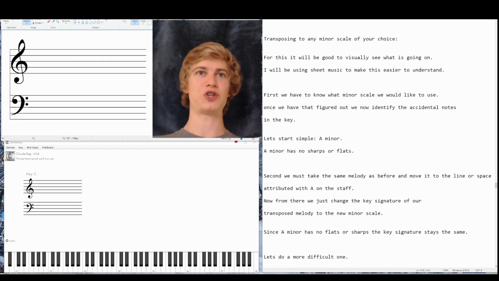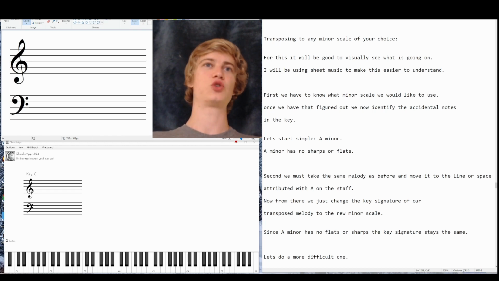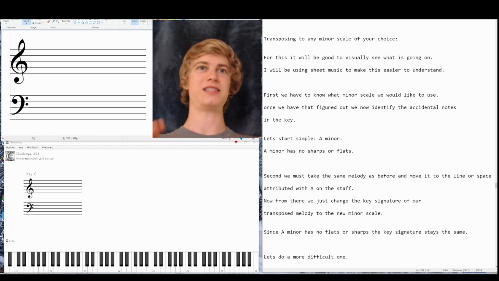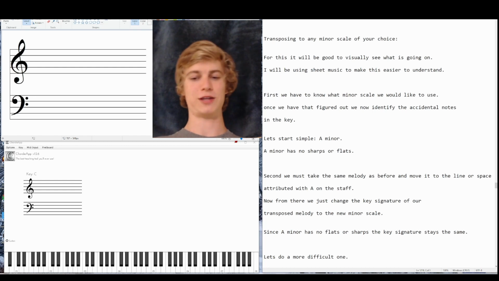flats, no sharps. So second, we must take the same melody as before and move it to the line or space attributed with A on the staff. So let's start doing that now. Let me come up with a little simple melody, and then I'll show you how I'm going to transpose it.